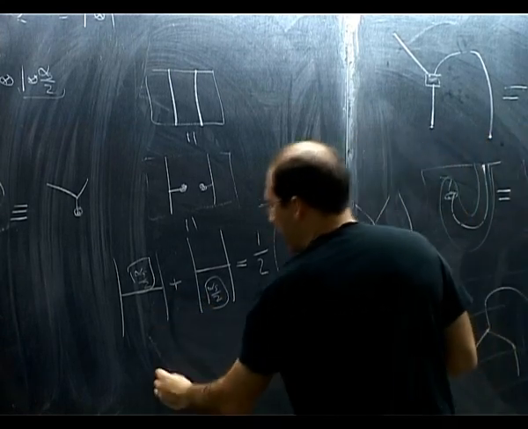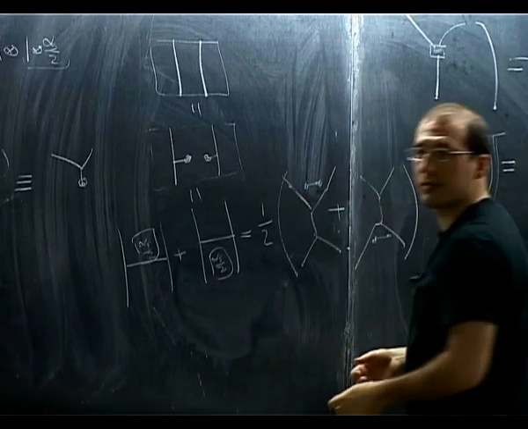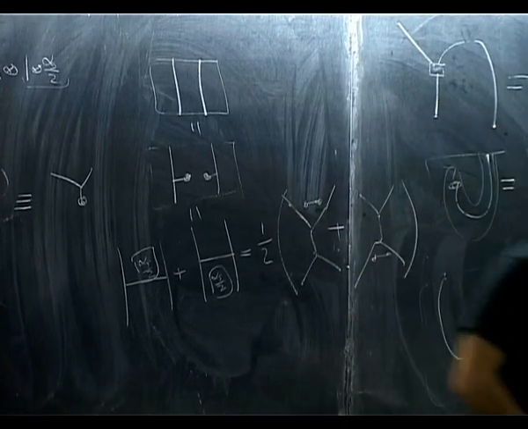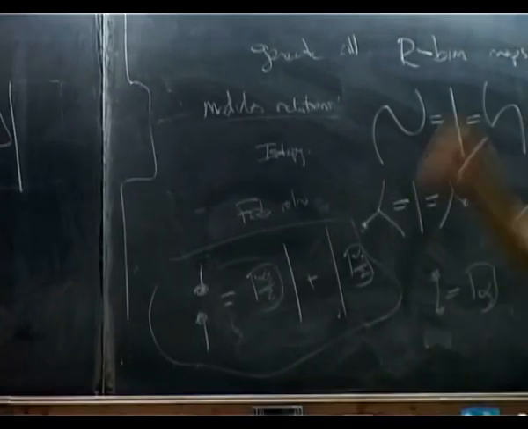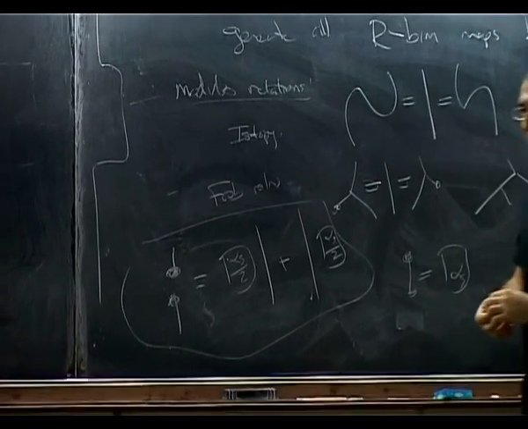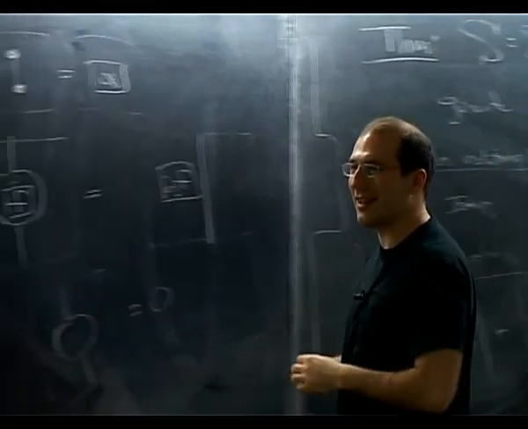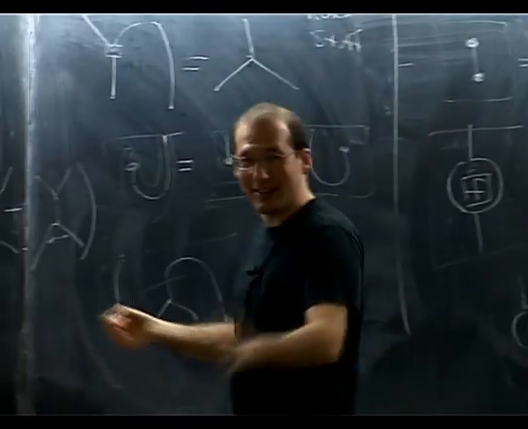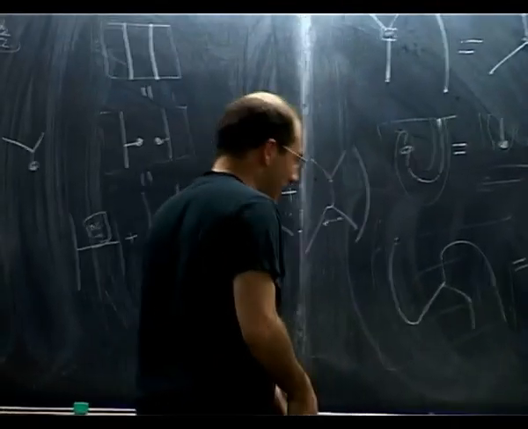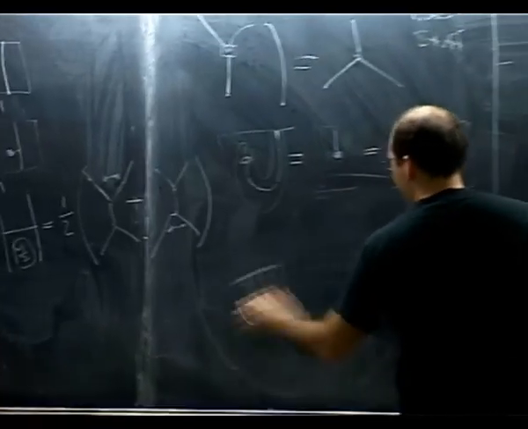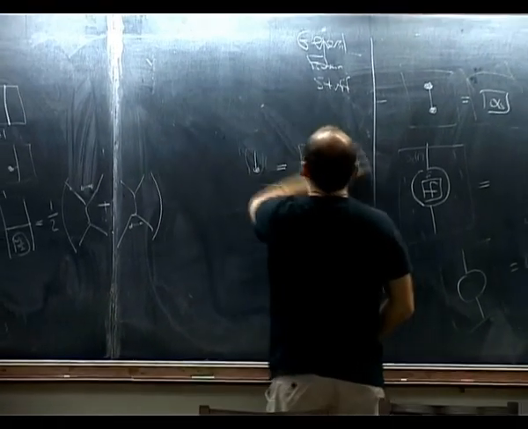From here to here, I took this relation right here, and I tilted it 90 degrees. So this is the kind of thing you get used to, right? This is why this is an exercise. Okay, but why did I do this?